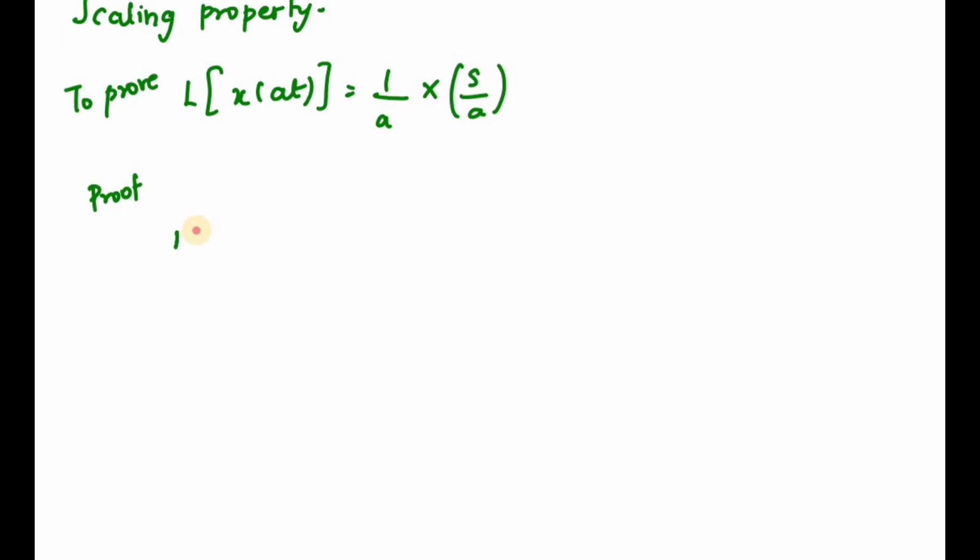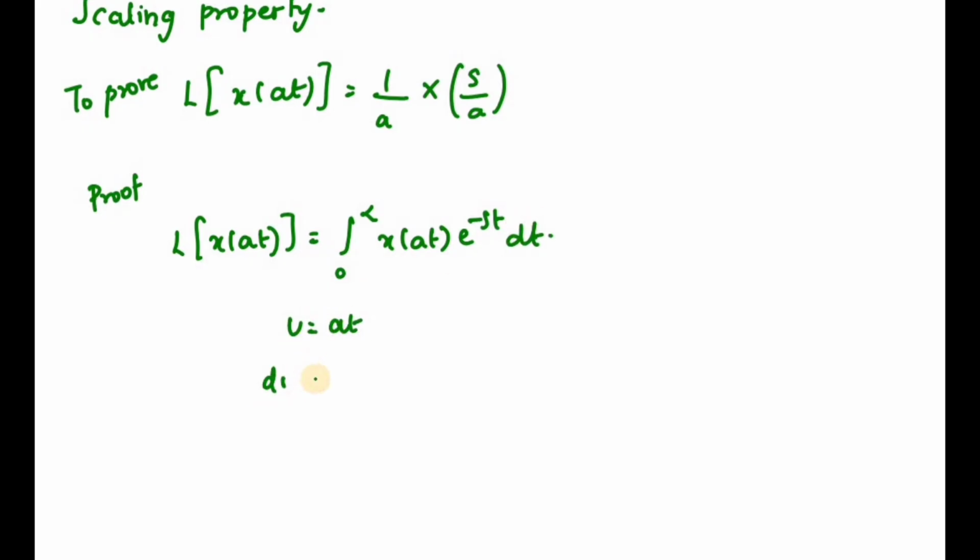Laplace of x of at is equal to integral from 0 to infinity of x of at e power minus st dt. So I'm going to take u is equal to at. If I differentiate u with respect to t, I will get du equal to a dt. If t is equal to 0, u is equal to 0. If t is equal to infinity, substituting in this equation, u is equal to infinity. So from this equation, I can write t is equal to u by a, right?